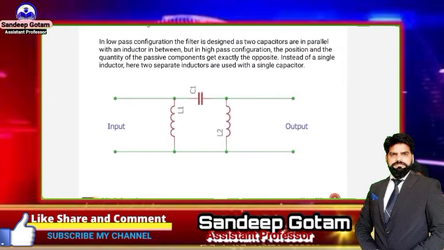Another arrangement of the pi filter works as a high pass filter, in which we have the L and C, but the configuration is quite different. So it looks like a pi shape, same as the low pass filter. In the low pass configuration the filter is designed as two capacitors in parallel with an inductor in between, but in high pass configuration the position and the quantity of the passive components are exactly opposite. Instead of a single inductor, here two separate inductors are used with a single capacitor.